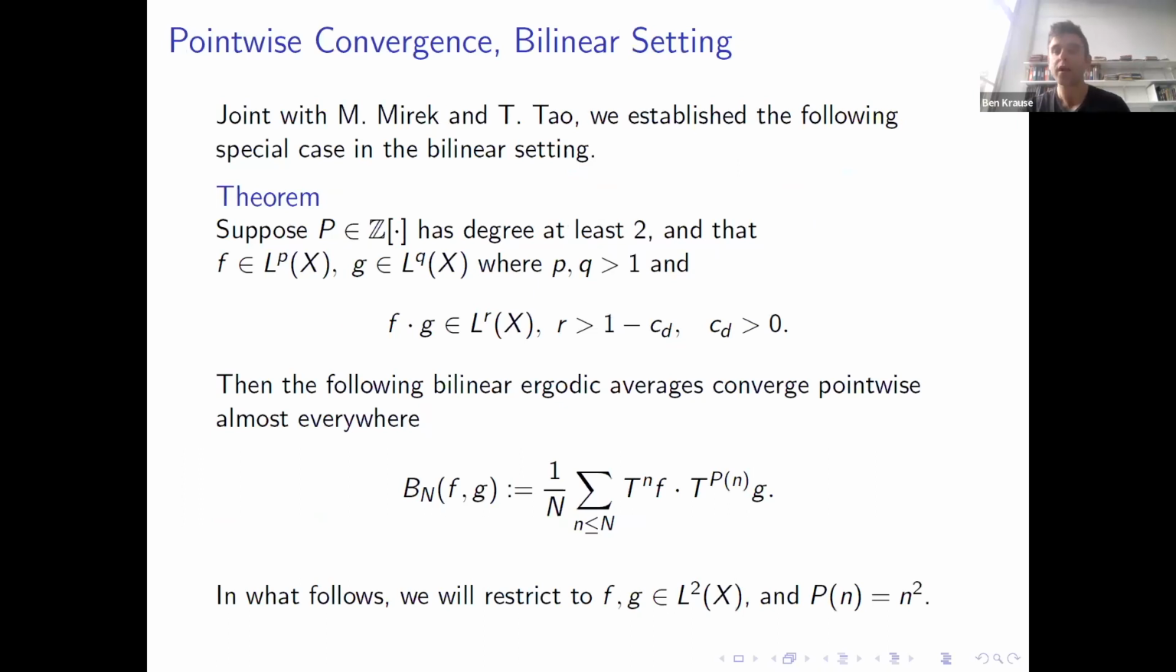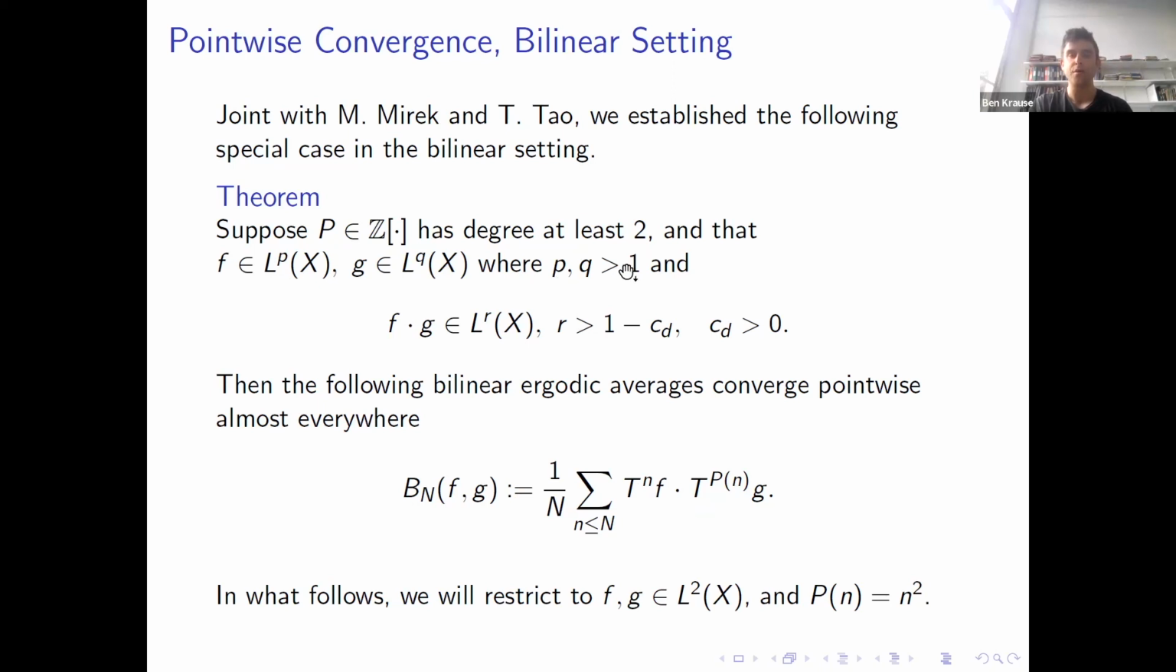So the work that I'll talk about today is joint with Mirek and Tao. And we proved a pointwise convergence result in the bilinear setting. So in this setting, B_n of f, g, in the special case where P is linear, we have Bourgain and Michael's work. So we're interested in the case where our polynomials have degree at least 2.